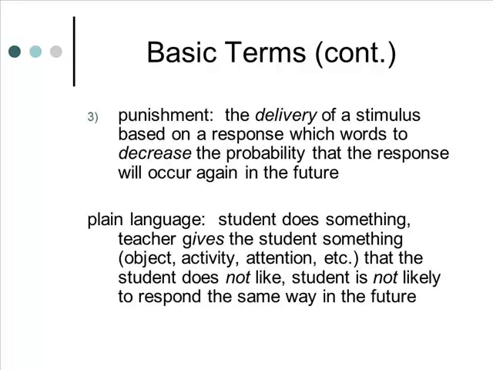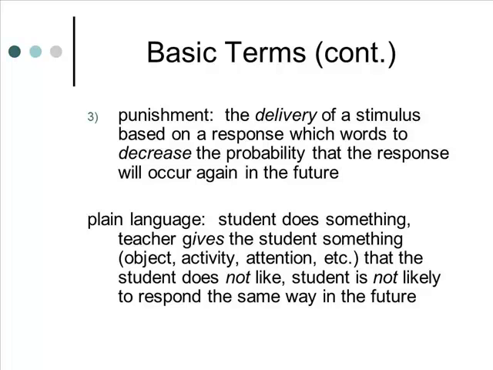The third term is punishment. Punishment is the delivery, again, of a stimulus based on a response which works to decrease the probability that the response will occur again in the future. Punishment and negative reinforcement are not the same thing. Negative reinforcement is used actually to increase student behavior, and punishment is used to decrease student behavior.